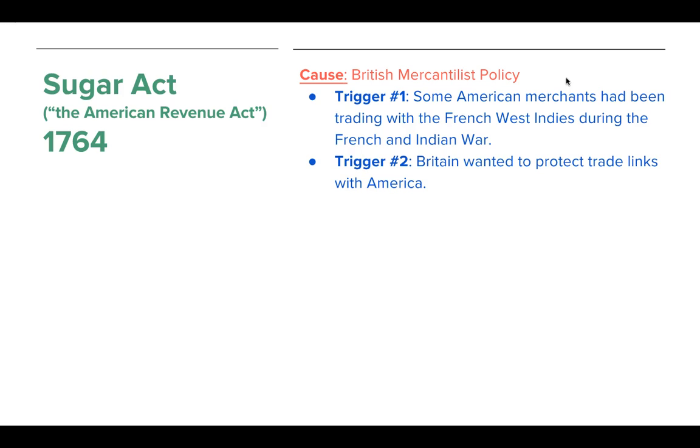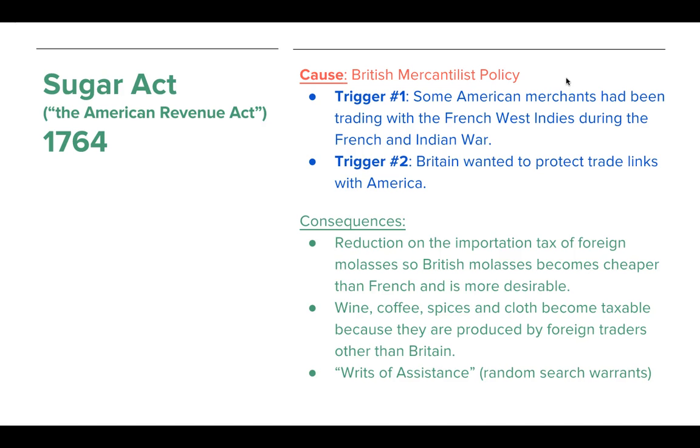Another trigger of this was that Britain pretty much wanted to protect trade links with America. So as you could imagine, Britain has put in this policy telling the Americans, you have to trade with us. During the French and Indian War, the Americans stopped trading with the British as much as they did. And so the Sugar Act comes in to try and stop that from happening and to re-establish the trade links between Britain and America. So what were the consequences of the Sugar Act?